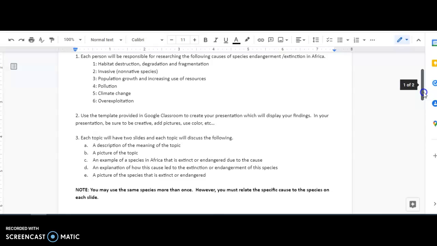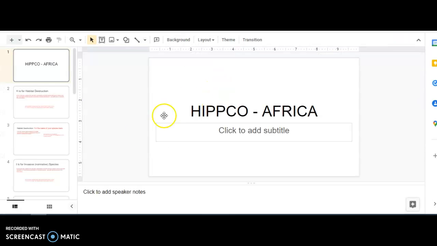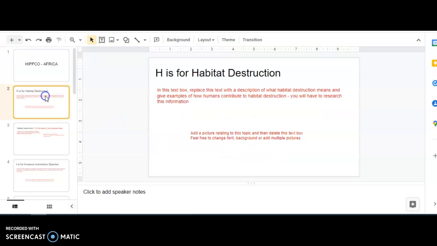So there's going to be a template also found on Google Classroom, so you'll just open this up. I made a copy for everybody. And you can certainly add to this. I would at least put in your name under subtitle so I know that this is yours. Each one of the letters in HIPPCO has 2 slides attached to it. So this first one is habitat. H is for habitat destruction.